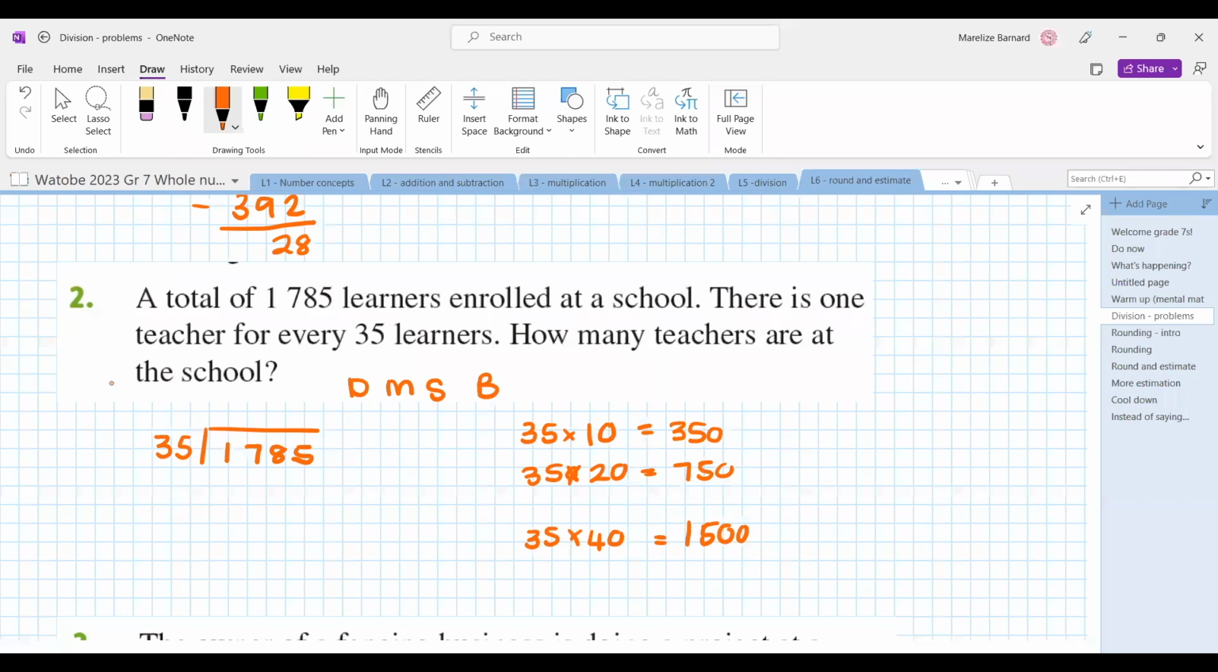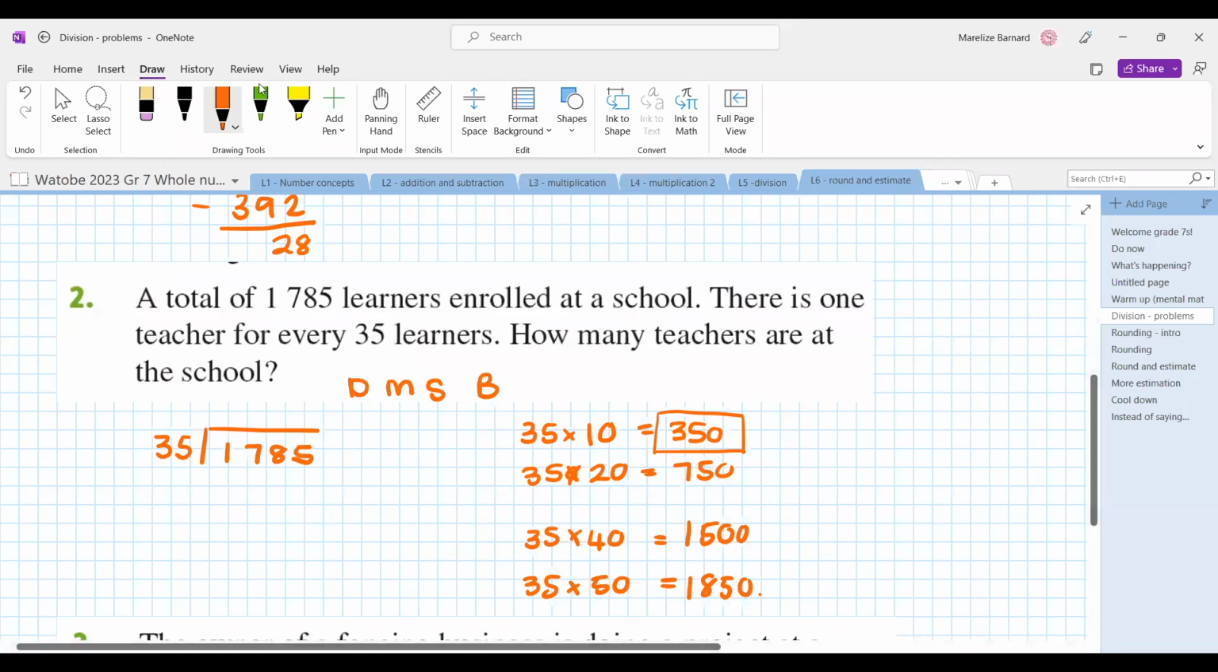So we can already see. Can we go 35 times 50? What does 35 times 50 give me? I will need to add another group of 10 here. And a group of 10 gives me 1,850, I think, if I got it right. So 35 times 50 is not that. Sorry, I've made a mistake here somewhere. There we go. There's my mistake. See, always check for your mistakes.